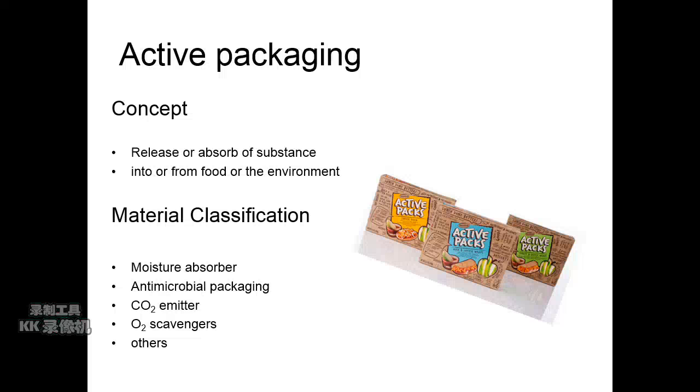And the major types of active packaging materials can be classified into the moisture absorbers, the antimicrobial packaging materials, the carbon dioxide emitters, and the oxygen scavenger materials. And the packaged product shown here is able to absorb moisture and also scavenge oxygen to protect the food and extend the shelf life of the food. And I will introduce the major types of materials next.